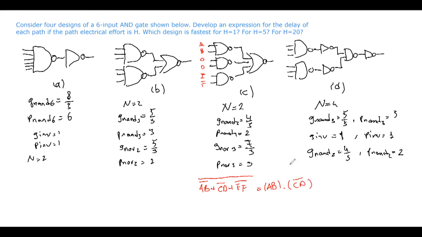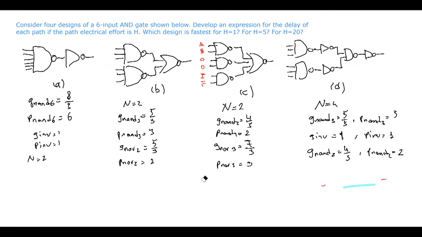pardon me, the bar goes away. 2 complements will yield the same result. And same for E and F. So what you see here is basically A, B, C, D, E, F, they are all ANDed. And this is how you can prove that this is indeed a 6-input AND gate. I'm not going to do that for the rest. You can do it as an exercise.